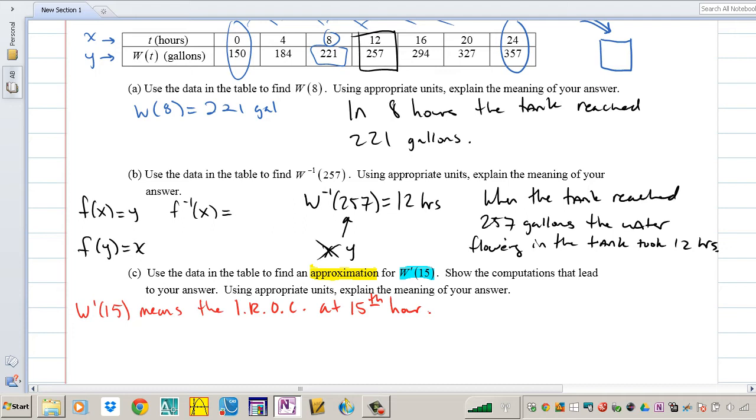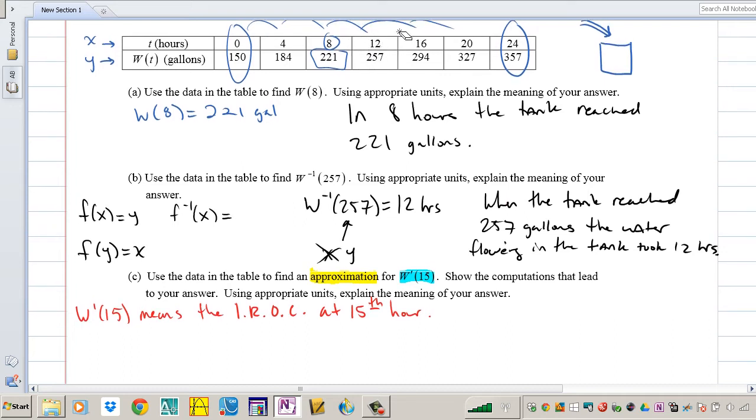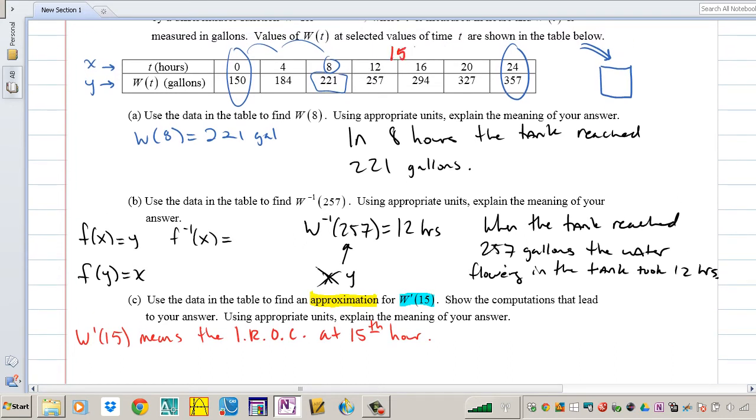Now, this problem is not as hard as you think it is. We don't have a function, so there's no way we can find the derivative at exactly 15. And we don't have a graph, so there's no way that we can draw a tangent line and approximate its slope. So what we will do is use the average rate of change to approximate the instantaneous rate of change. If you're interested in finding the instantaneous rate of change at 15 hours, you have to know that the 15th hour lies in between the 12th hour and the 16th hour. So if I were to take the average rate of change between these two, I can get an approximation at the 15th hour.